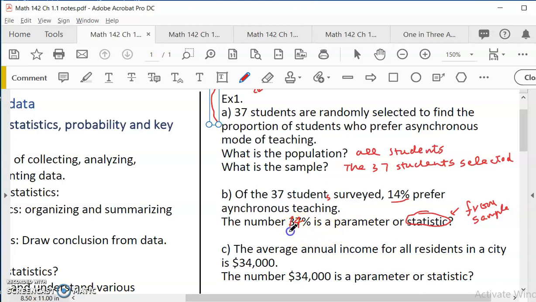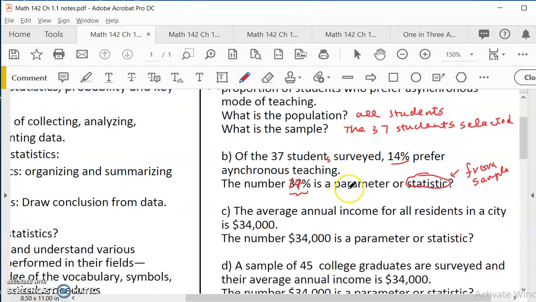14% is a number that you calculate. And in layman's terms, we call the 14% a percent. In statistics, we call it a proportion, and sometimes we represent it as 0.14.